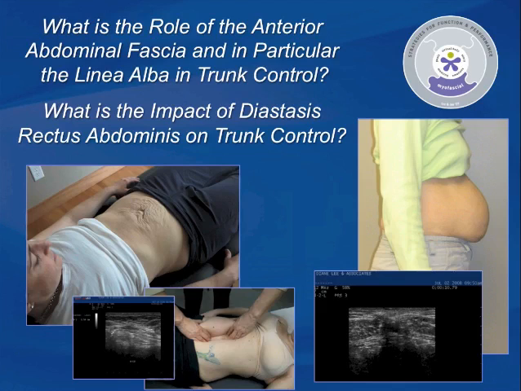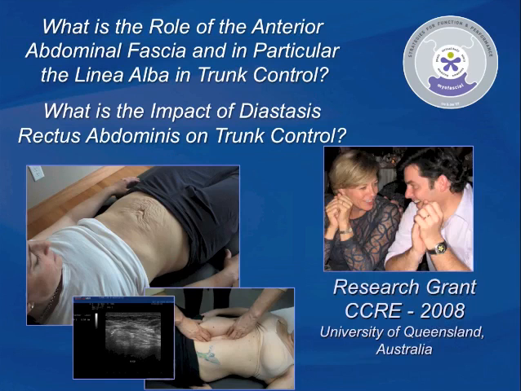And what I wanted to know is what was the impact of the diastasis on trunk control, and what was the role of this little bit of tissue, the Linea Alba, connecting the left and right rectus abdominis to trunk control. And so I happened to be speaking at a conference where Paul Hodges was also presenting and had the opportunity to show him some of these ultrasound images and some of the clinical video clips I had on my computer. And I said to him, Paul, what's going on and what is the role of the fascia?